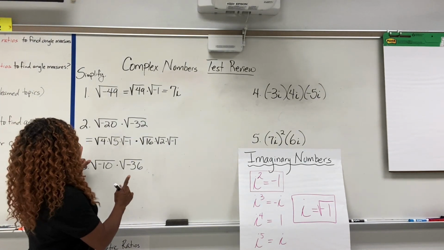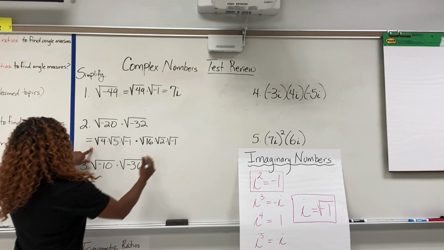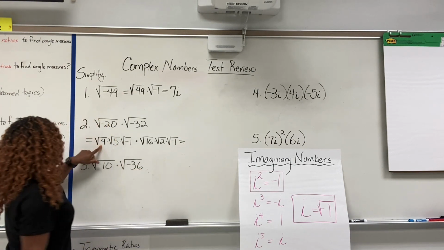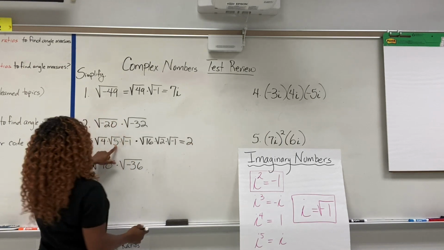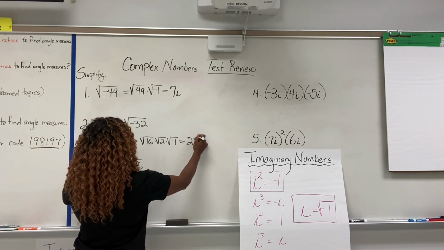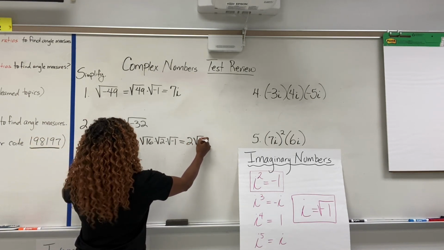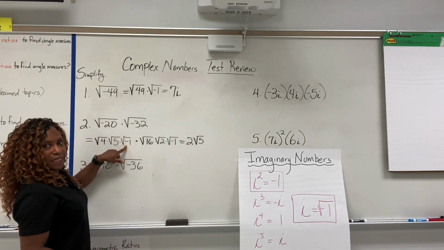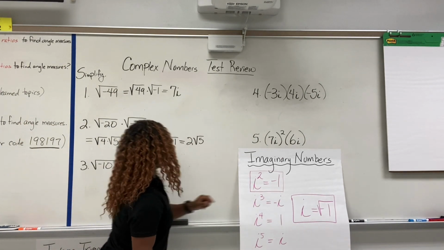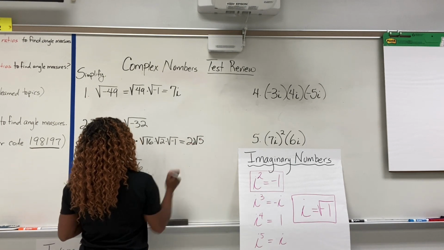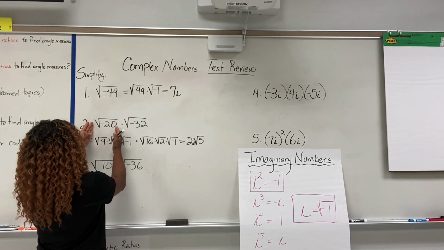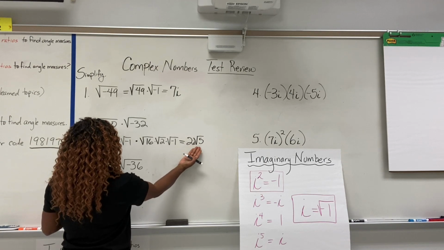So what can we do with these? Well, notice that in this one, I have a perfect square. The square root of 4 gives me 2. Now the square root of 5, I've got to keep as is. And then the square root of negative 1 is the value of i. So I'm going to put this right here. So the square root of negative 20 gave me this result.